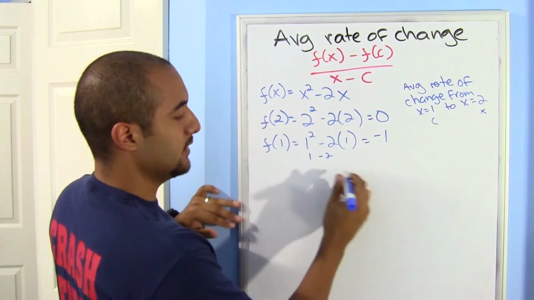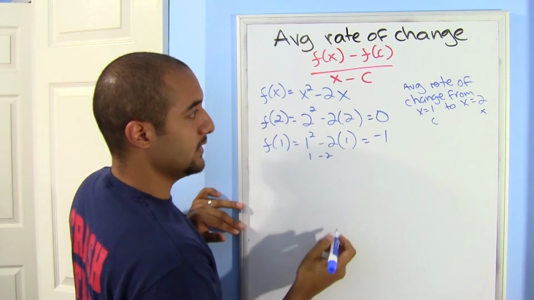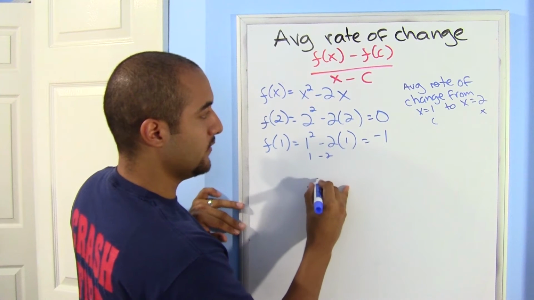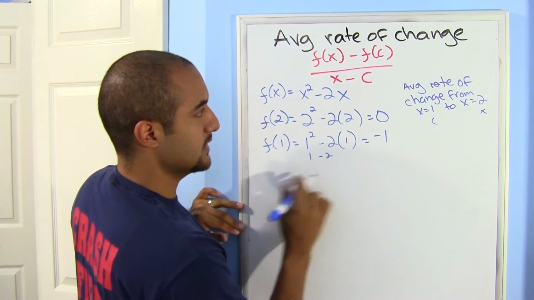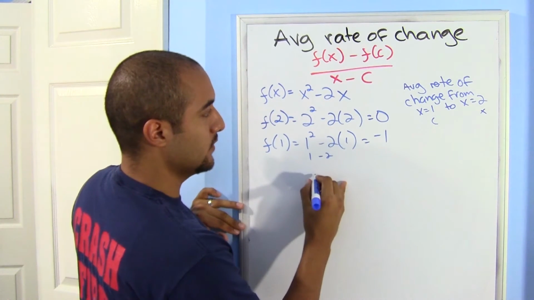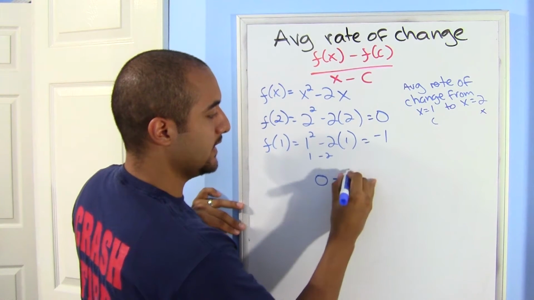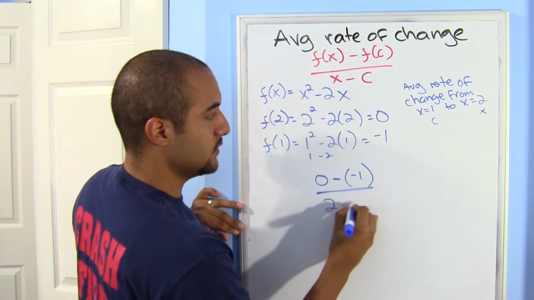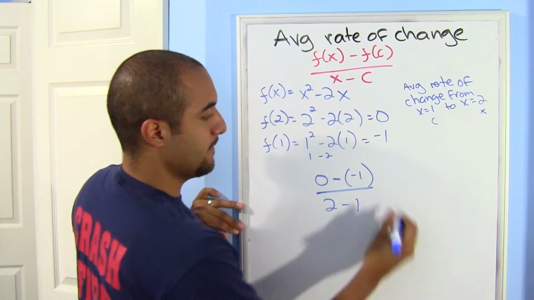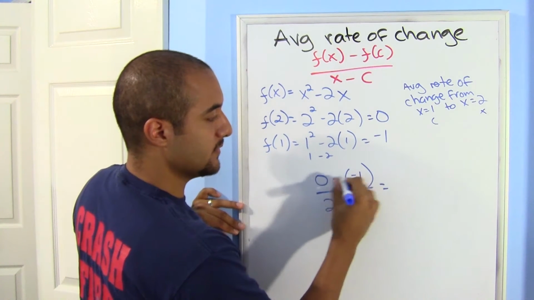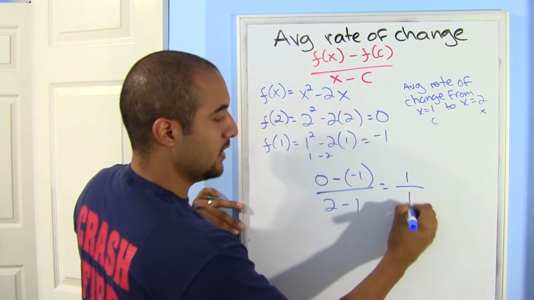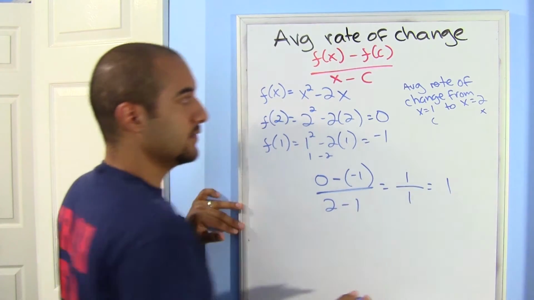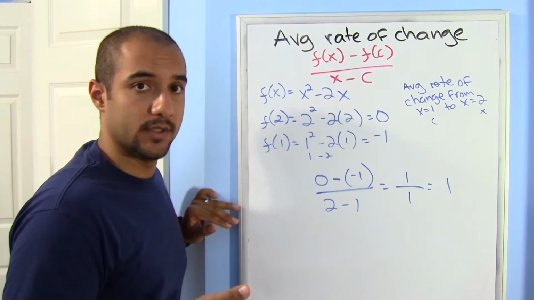So here, I'm going to substitute it in, and I get negative 1, so this was my x. So 0 minus negative 1 over 2 minus 1 is equal to, remember this is a plus now, so it's 1 over 1. My average rate of change here is just 1.